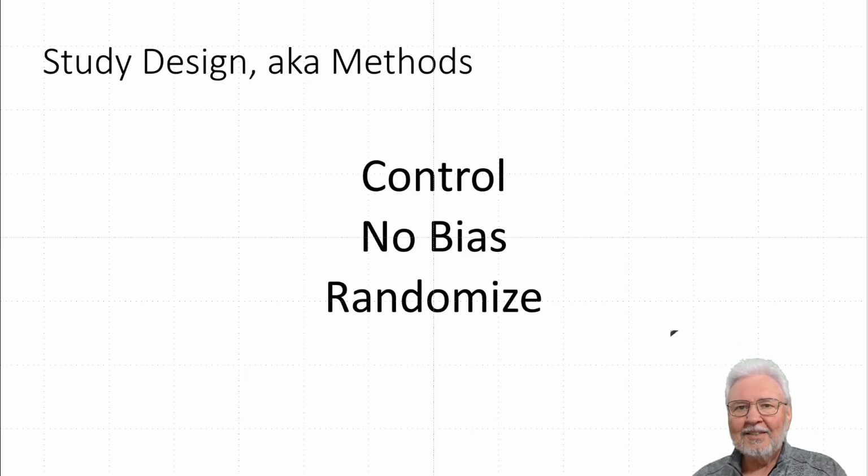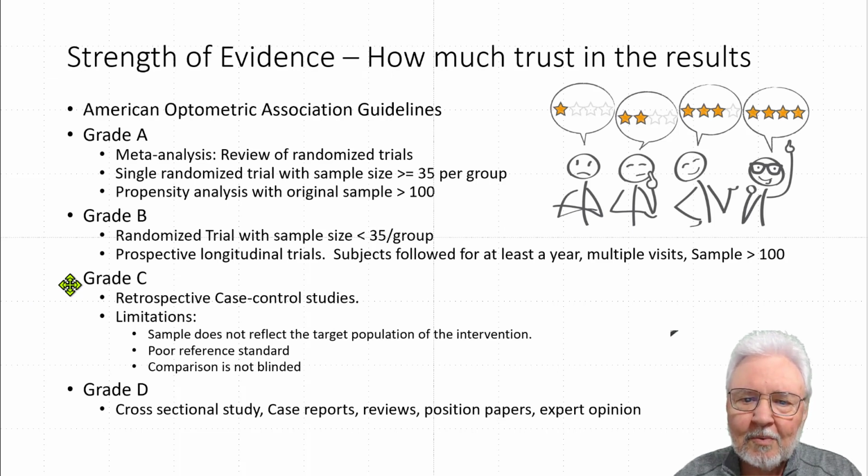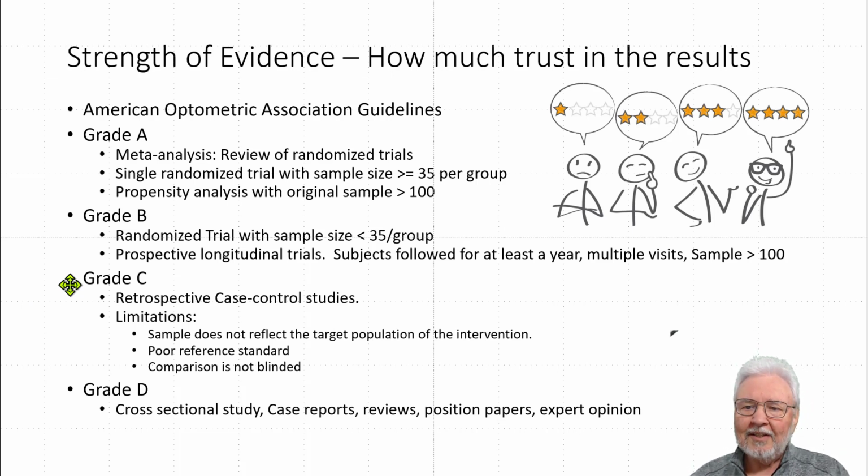So I wondered, can I take this structure and apply it to design, something that would help you remember what to look for when you go through a paper and the method section, but not spend a whole lot of time doing it. So I came up with control, no bias, and randomize. So my hope is that you go through your papers and think about those things. And we do this because we want to determine the strength of the evidence. How much can we trust the results?